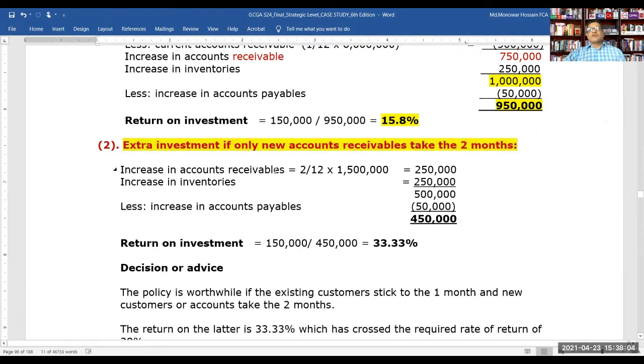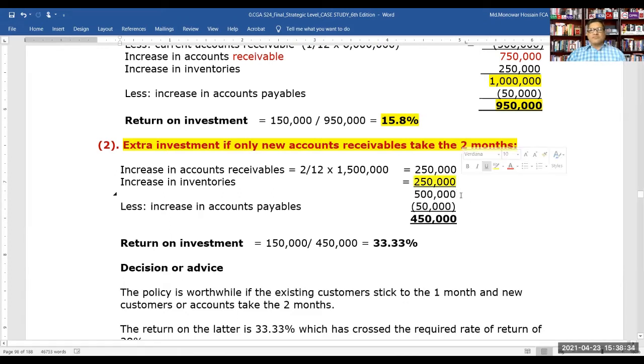In the second, the condition was that existing customers will take the 1 month credit policy, but new customers will take the new policy of 2 months or 60 days. So what would be the increase of accounts receivable in this year? The new customer is 1.5 million or 15 lakh. So for the 2 months, here is required 2,50,000 and inventory increased 2,50,000 as per the question.